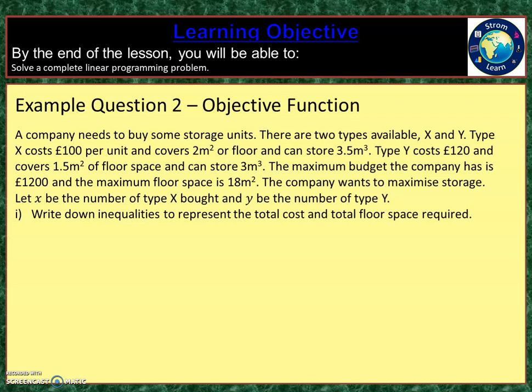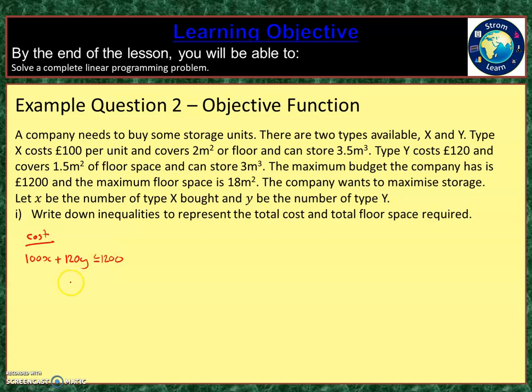Let X be the number of type X bought and Y be the number of type Y bought. Write down inequalities to represent the total cost and the total floor space required. So let's have a think about cost to start with. Type X costs £100, so 100x will give us the price for X, and Y is 120, so that's added to 120y, and the maximum budget is £1,200, so that cannot exceed 1,200.